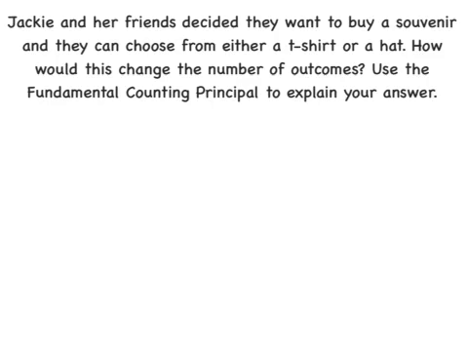Okay, this question is going to use the fundamental counting principle. Let's look at it. Jackie and her friends decided they want to buy a souvenir, and they can choose from either a t-shirt or a hat. How would this change the number of outcomes? Use the fundamental counting principle to explain your answer. Okay, so fundamental counting principle, it says I'm going to count how many options I have for each choice and then just multiply them together.